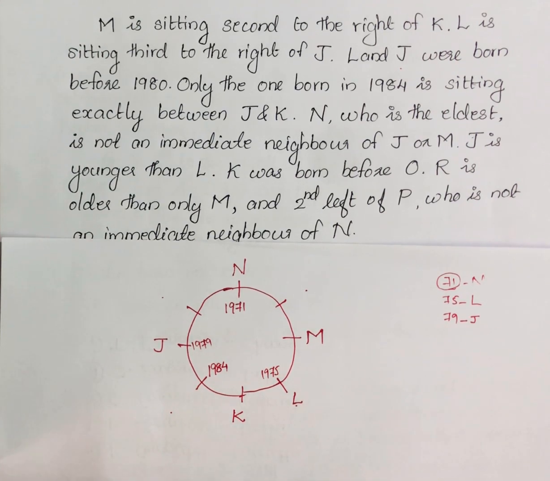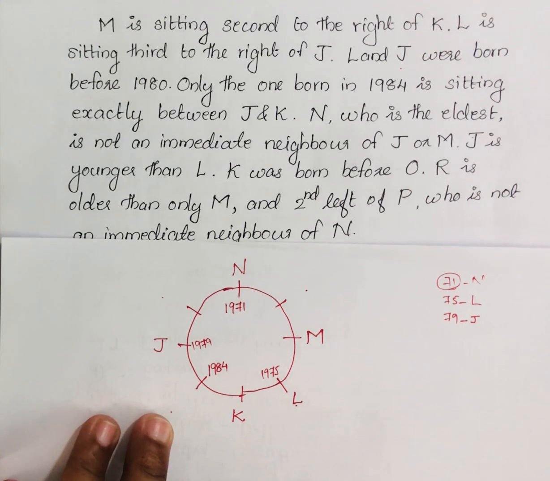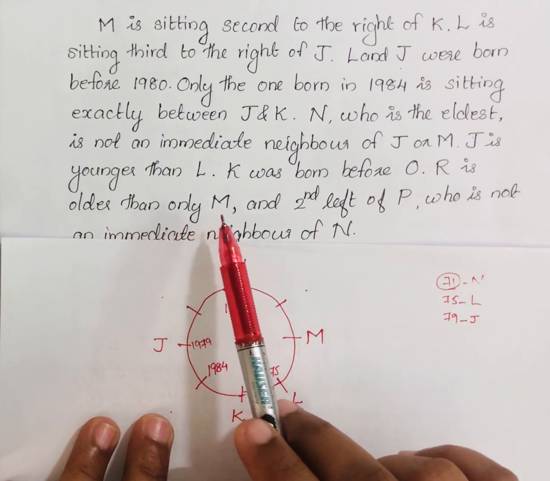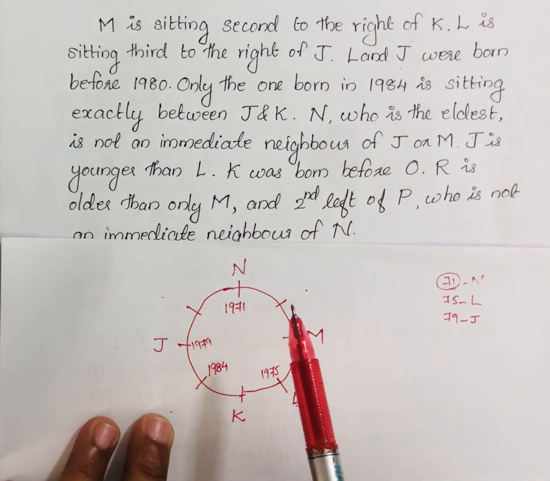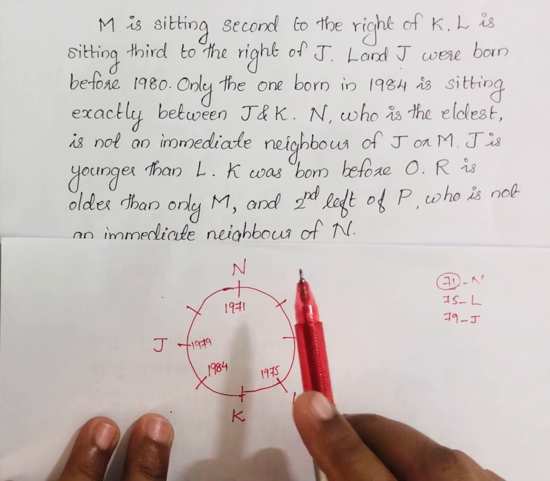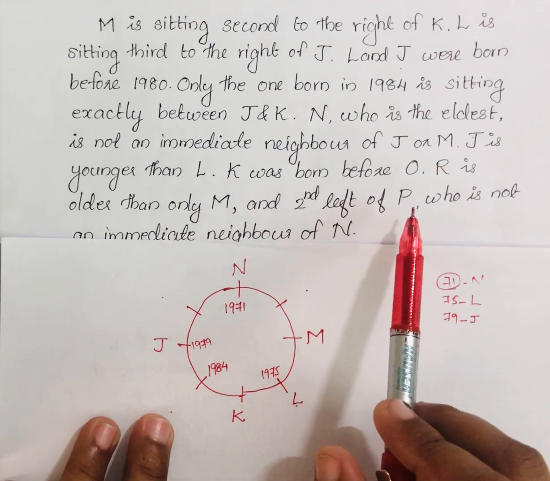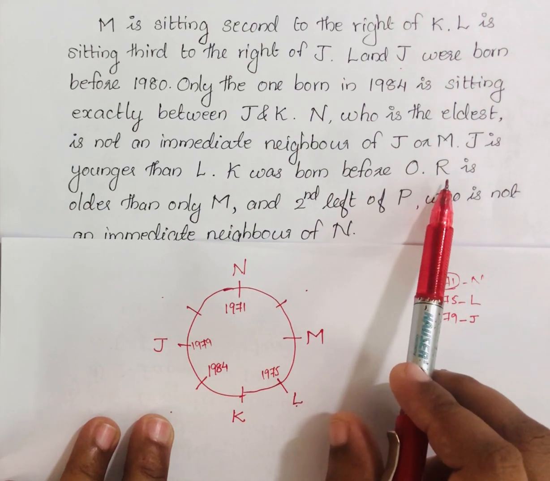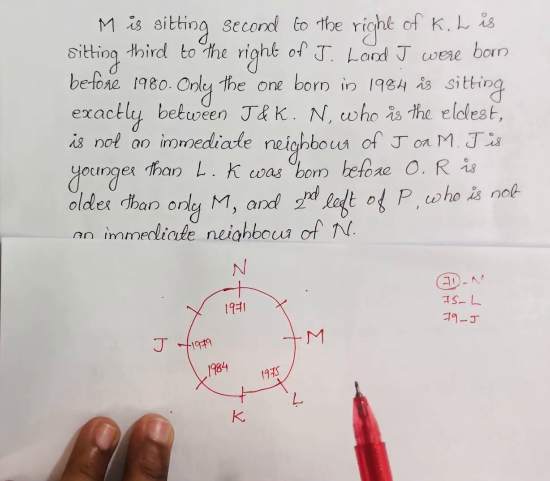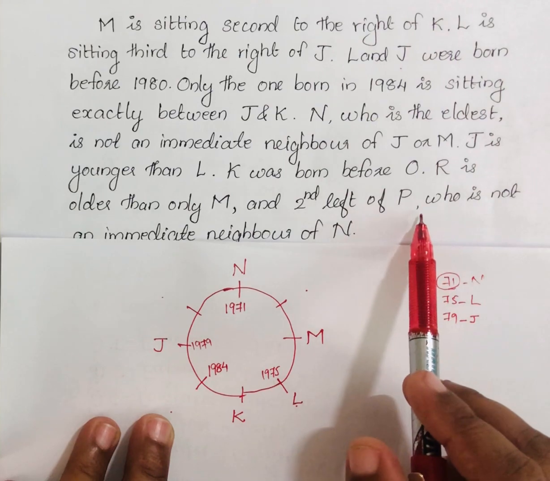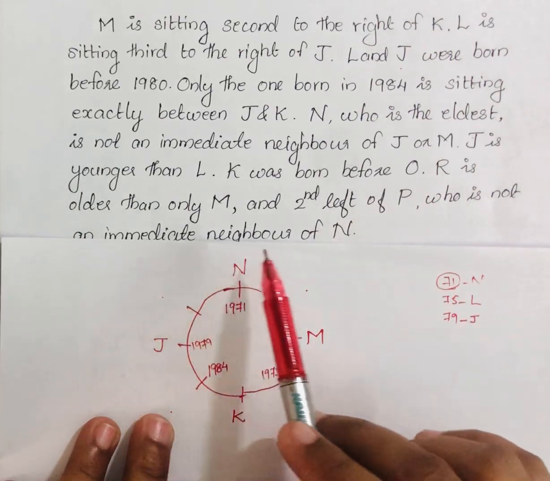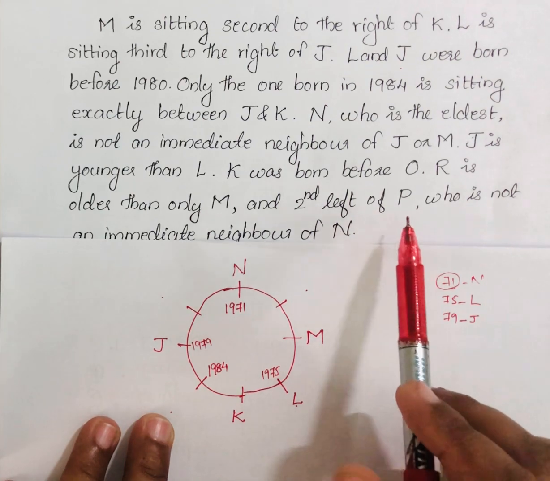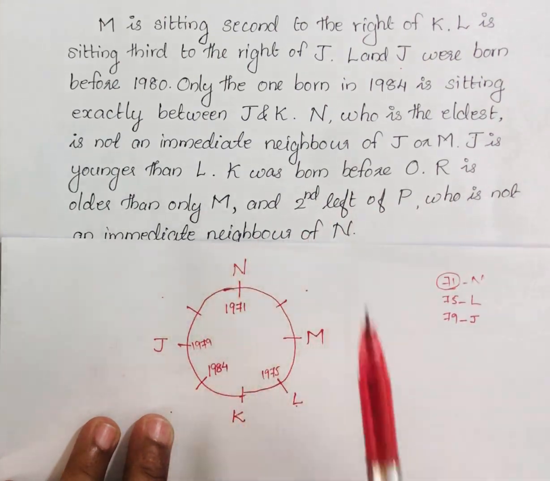Then it is given R is older than only M. It is a very important condition. R is older than only M and second to the left of P, and "who" will represent the first person in the previous sentence. So R is second to the left of P. Then one more thing is given, who is not an immediate neighbor of N. Who means it will represent the nearest person, P. So P is not an immediate neighbor of N.